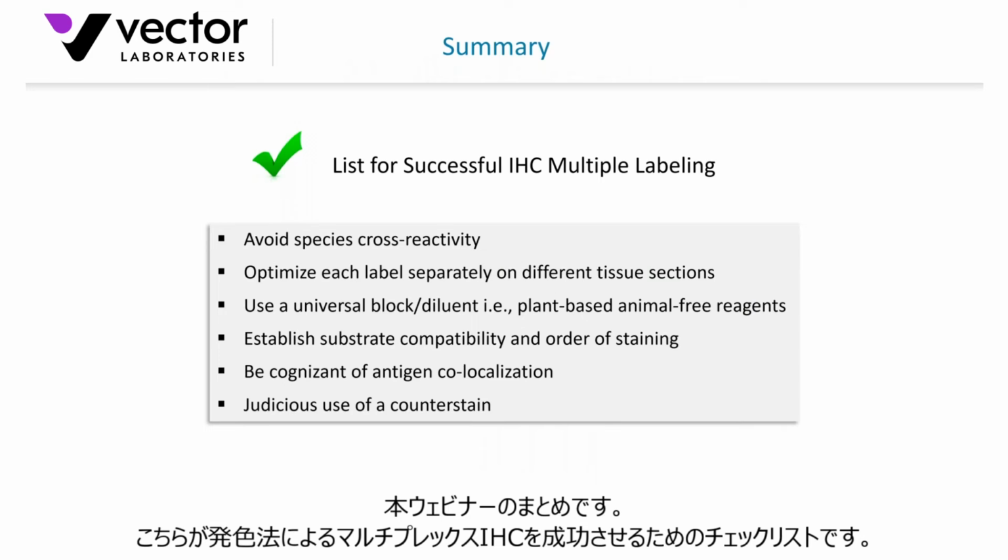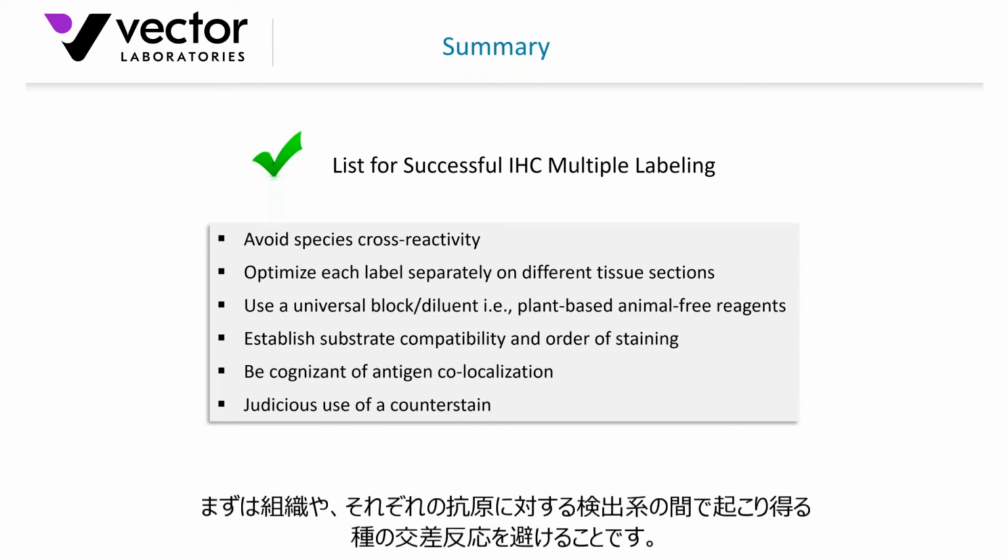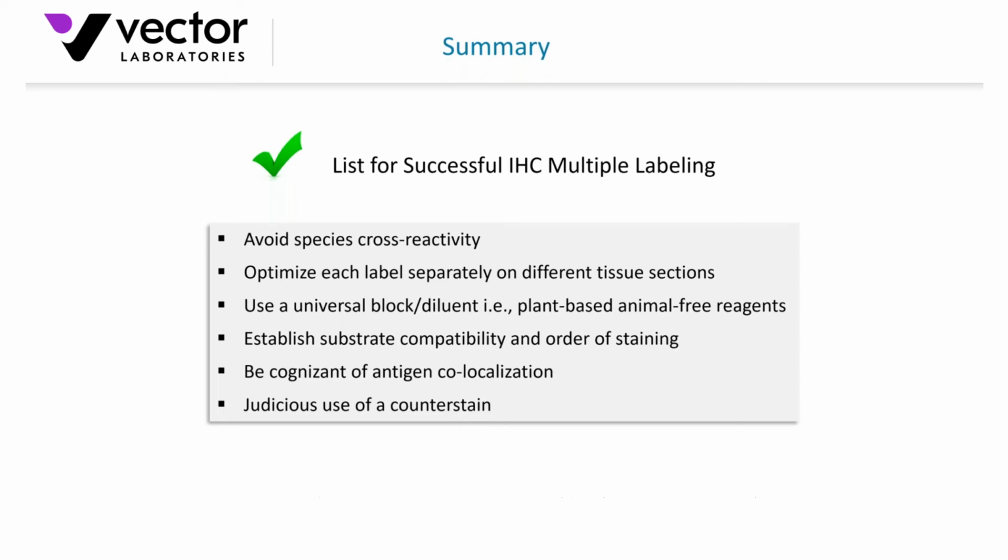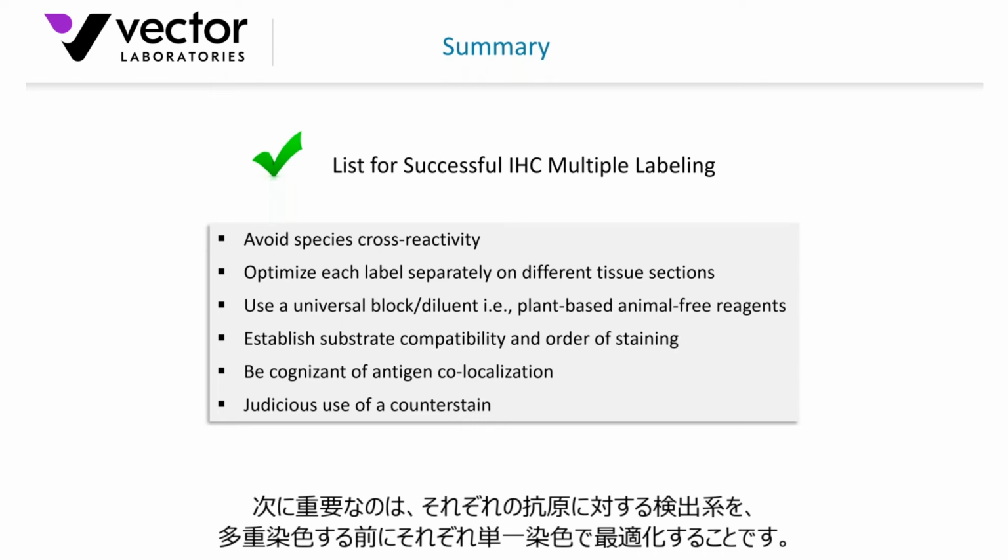All right, let's just sum up here quickly. I've got a bit of a checklist here for successful chromogenic multiple antigen labeling, or multiplex, in the same tissue section. We did cover species cross-reactivity, both with the tissue and also the first or second label type cross-reactivity. Importantly, optimize each of the labels separately on different tissue sections. Work them up as single labels before you put them together.